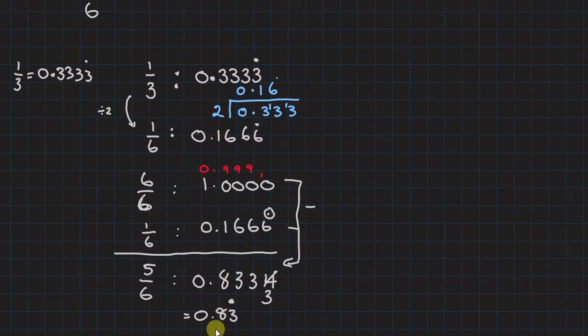And the 3 is the only digit that recurs. That's what the dot goes on. The recurring digit must be on the digit that repeats. Only the 3 repeats. Okay, so we've now turned this into a decimal.